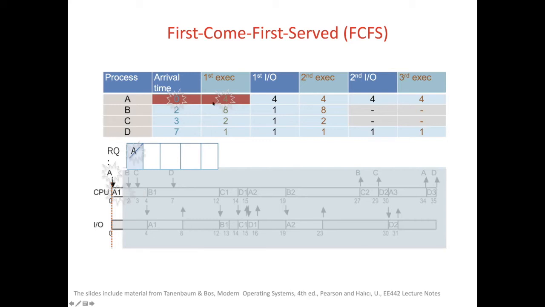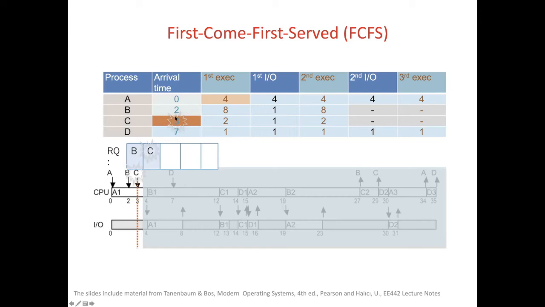The first execution is 4 units of time. Before the first execution of process A finished, process B arrives to the system at time 2. It enters the ready queue. It waits there because process A is executing. Meanwhile, process A continues its execution.